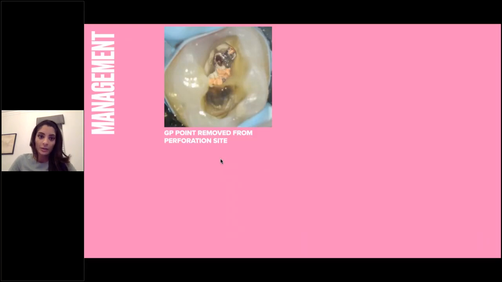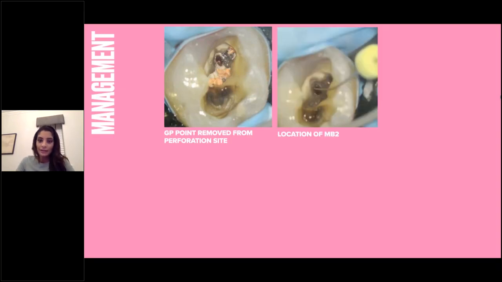So this is what it looked like when I had removed the GP point from the perforation site. This is MB1 here, this is palatal, and this distobuccal is over here, and this is where the MB2 perforation site was. So the GP point came out nice and intact. The main thing you need to do before mending the perforation is actually locate the additional canal. This is where the CBCT came in good use. I could see that there was an MB2, so I know that I have to find that prior to mending the perforation, because otherwise I'll block the entrance to MB2 as well.